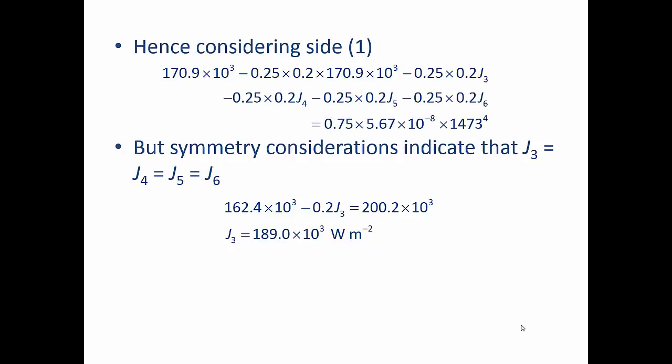Hence, if I consider side 1, I've got the following expression relating the radiosity I've already calculated to the unknown radiosities J3, J4, J5 and J6. Simple symmetry considerations for this problem tell me that J3 must equal J4, must equal J5, must equal J6, because all the other surfaces are effectively equivalent to each other. So putting all of that together, the radiosity J3 must be 189.0 times 10 to the 3 watts per meter squared.